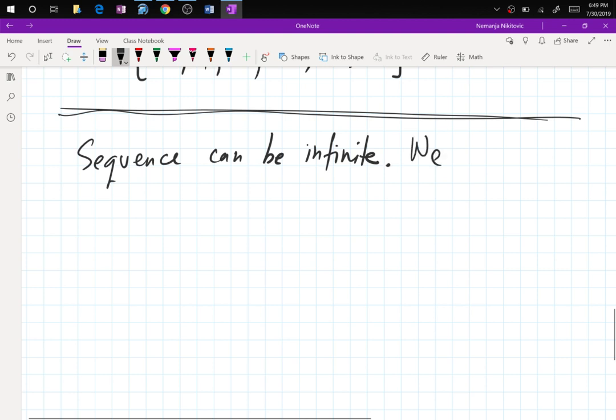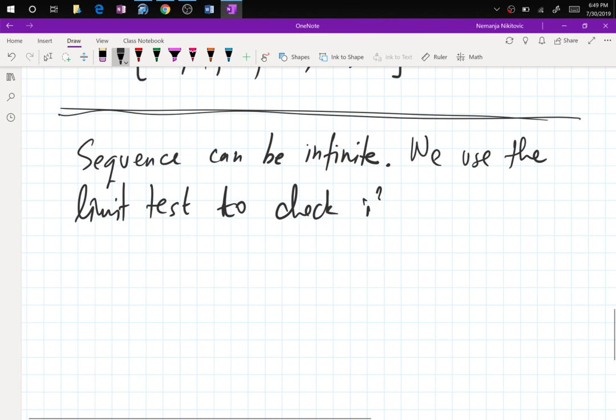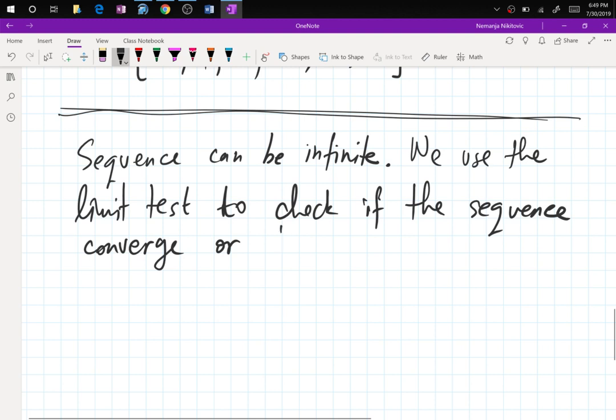We use the limit test to check if the sequence converges or diverges.